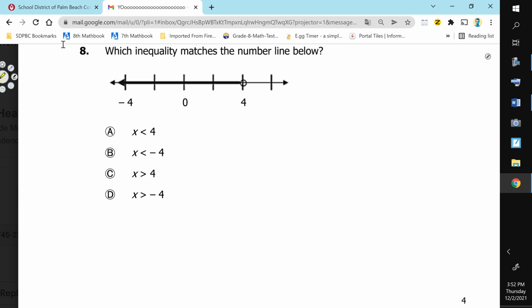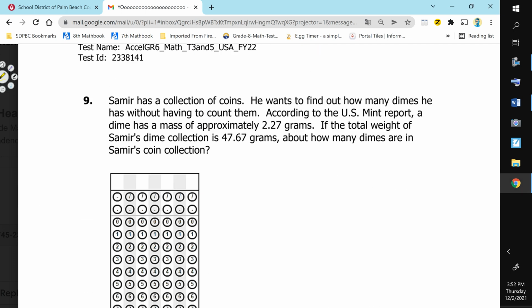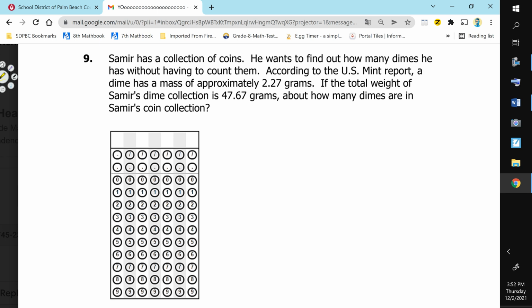Number 8. Which inequality matches the number line below? So match one of these to this graph. Number 9. Samir has a collection of coins. He wants to find out how many dimes he has without having to count them. According to the U.S. Mint report, a dime has a mass of approximately 2.27 grams. If the total weight of Samir's dime collection is 47.67 grams, about how many dimes are in Samir's coin collection?